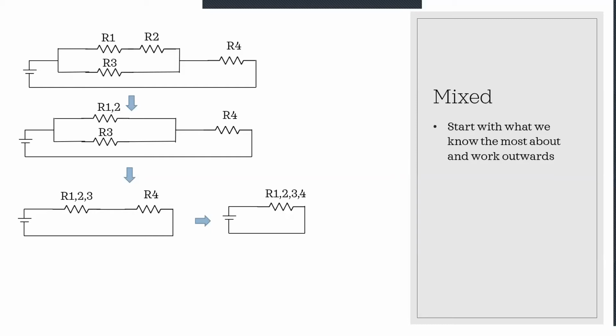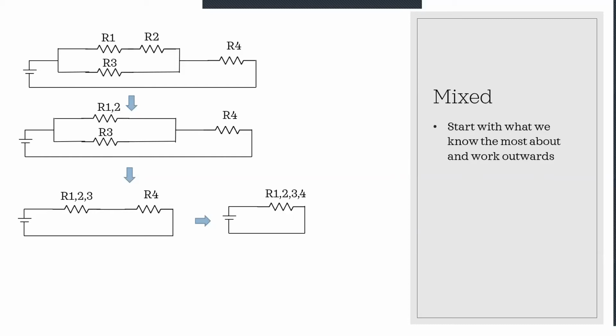And the same with R1 and R4. And R1 and R3 are not just in parallel with each other because we have to take into account the effect of R2 on that top path. So what we know the most about here is R1 and R2, and they're just in series with each other. So we start there. We combine them into an equivalent resistor, and now we have a more simple circuit.